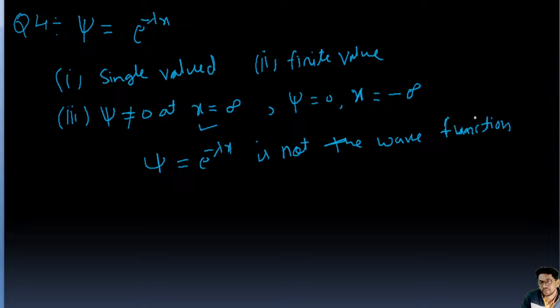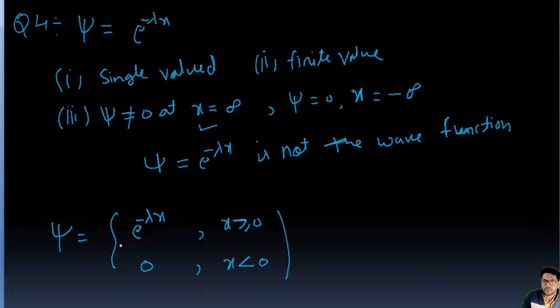Now we can make this a wave function by putting some condition. How? We can write psi equal to e to the power minus lambda x when x is greater than or equal to 0, or 0 when x is less than or equal to 0. If we put this condition, we can make it a wave function.